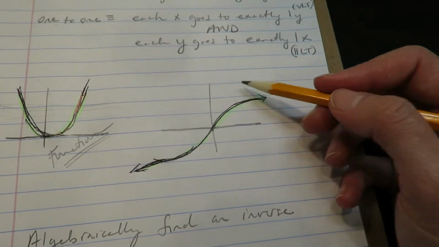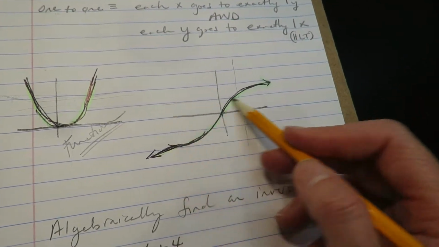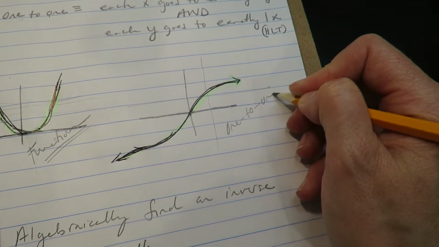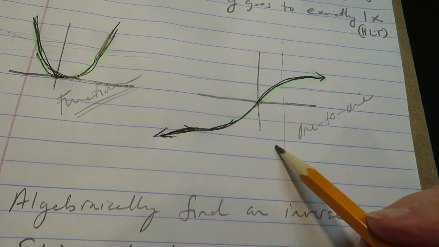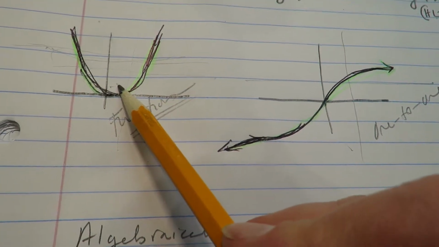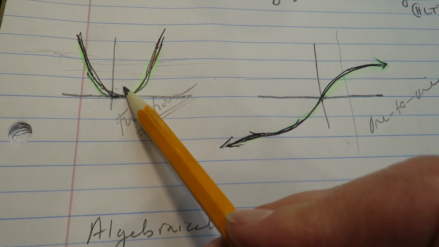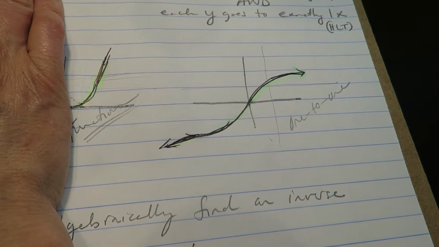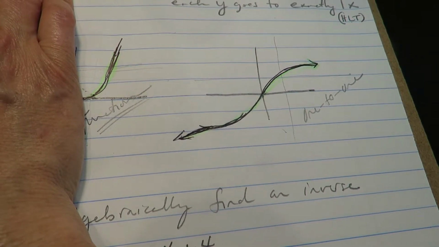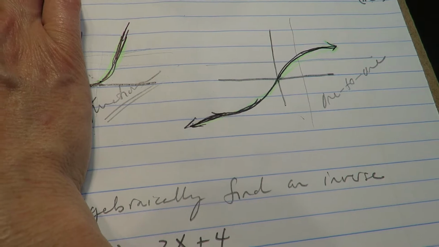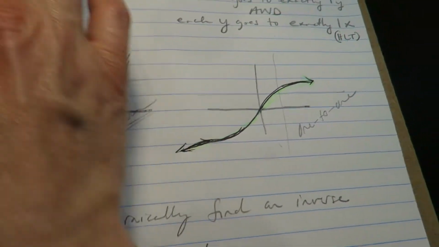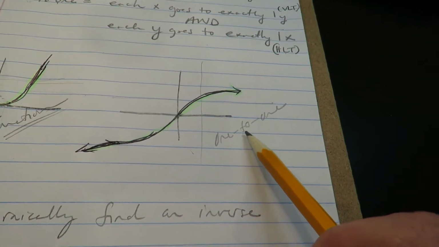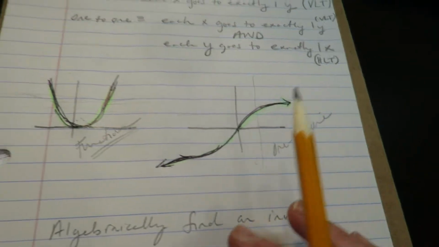Now, if we look at this one, it passes both the vertical and the horizontal. So this is what we would call one-to-one, and that means that this function has an inverse. The other function does not have an inverse because it's not one-to-one, but we could, for instance, take just half of it, and that half is actually one-to-one. So we can modify a function to be one-to-one if we cut it up. So this one has an inverse, this one has an opposite, the second one I did.